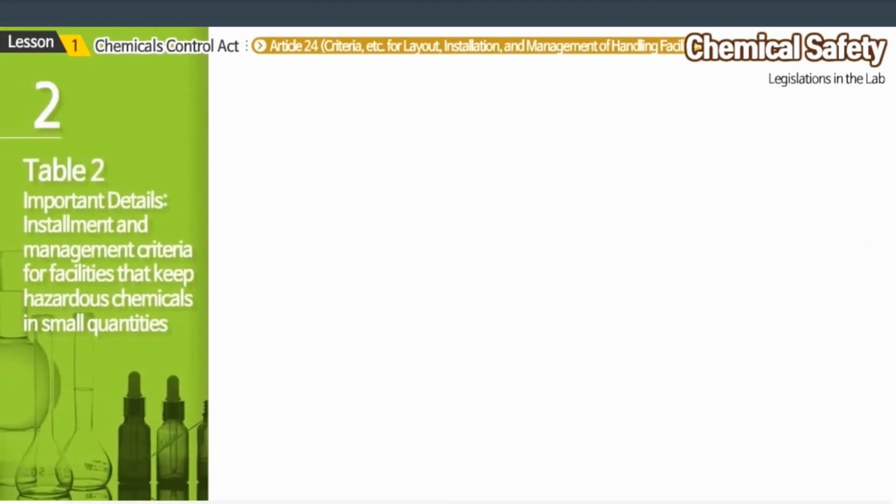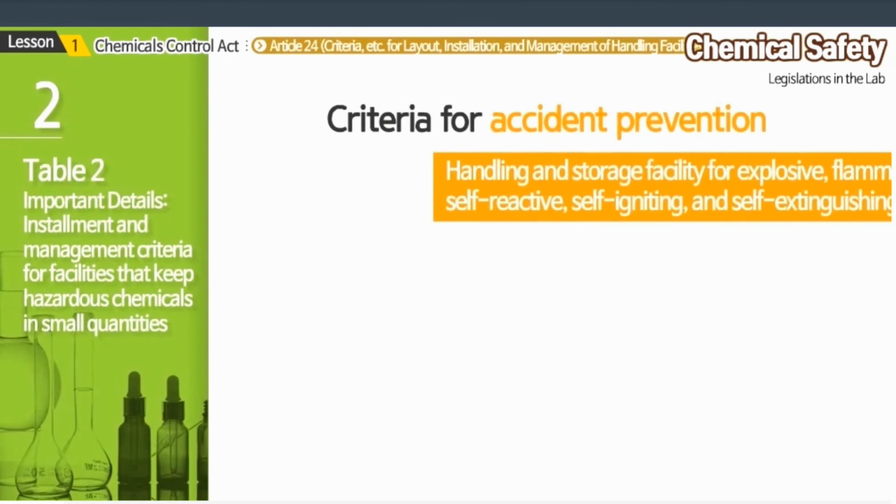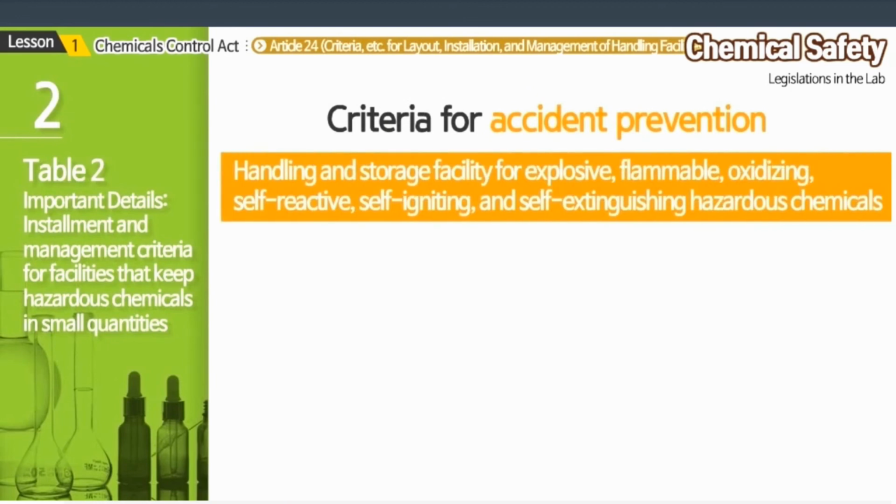Moving on, let's find out more about the important details of the installment and management criteria for facilities that store hazardous chemicals in small quantities. First of all, you must refrain from keeping flammable substances in excess near storage facilities that handle explosive, flammable, oxidative, self-reactive, self-igniting, and self-heating hazardous chemicals. Only keep the amount that is required for a specific task or purpose.